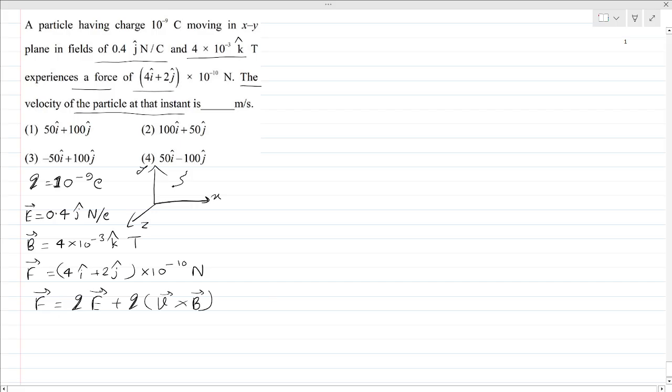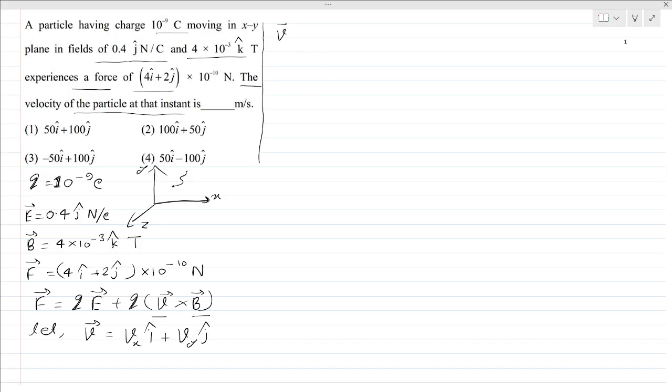Now, as you can see, V vector and B vector are in cross product. So let us assume V vector equals Vx I cap plus Vy j cap, since it is given that the particle or the charge is moving on XY plane, then we don't need to take the z component of the velocity. Now if we want to write the expression of V vector cross B vector, we can write a simple cross product.